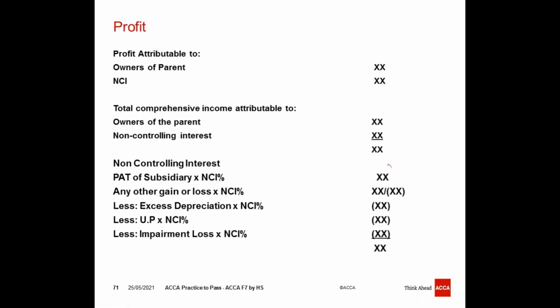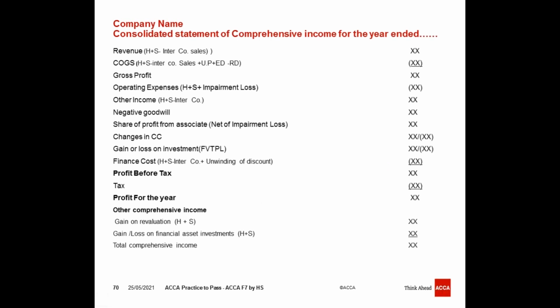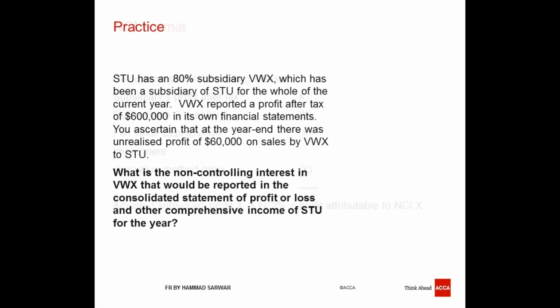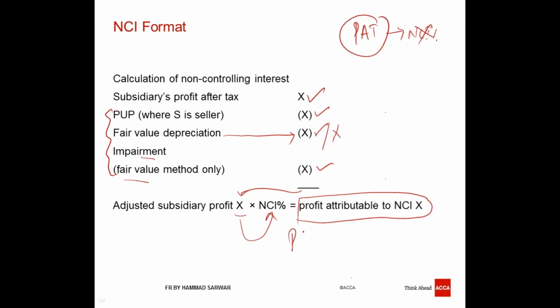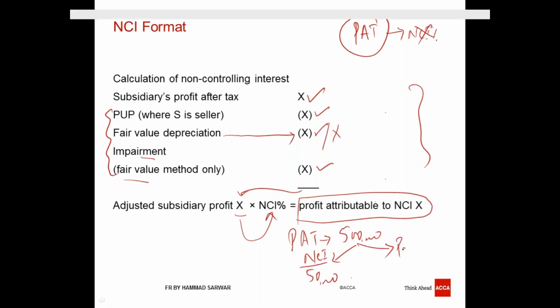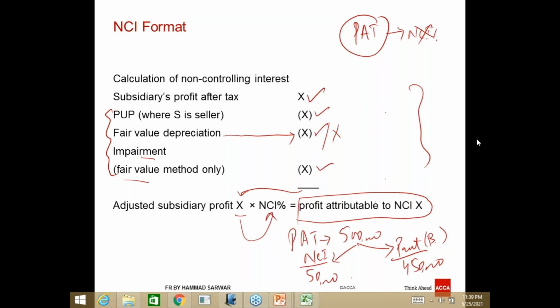This was the format through which you can calculate the NCI figure. So if the profit after tax of the group is assuming 5 lakh, and from this format you have calculated the NCI figure as 50,000, the remaining profit will be distributed to the owners of the parent. That will be 4,50,000. So this portion will always be the residual figure. What is important is that you should know how to calculate the NCI figure. Changes in CC means contingent consideration.